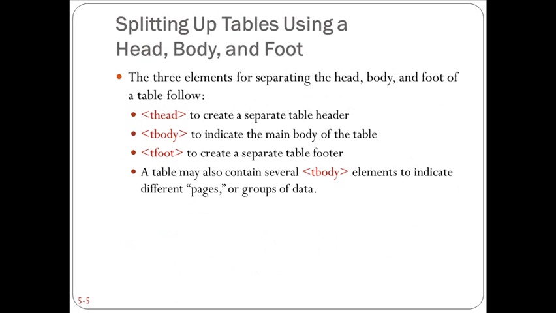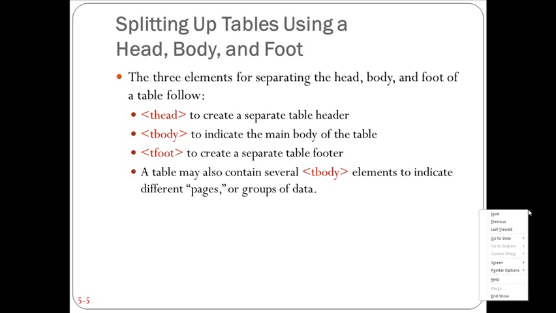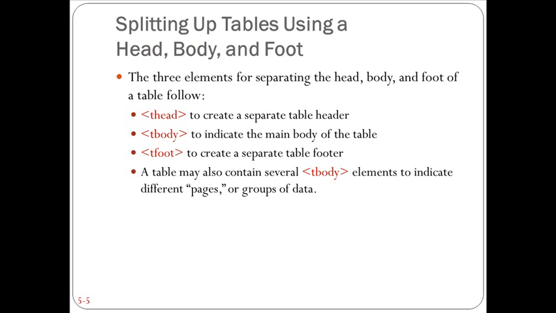The three elements for separating the head, body, and foot of a table are the thead, which is a separate table header, the tbody to indicate the main body, and tfoot, which is for the footer. A table may also contain several tbody elements to indicate different pages or groups of data as well. Now, all three of these elements would be contained inside of the table element itself, and they would be direct children. Then the TRs would be children of these three.